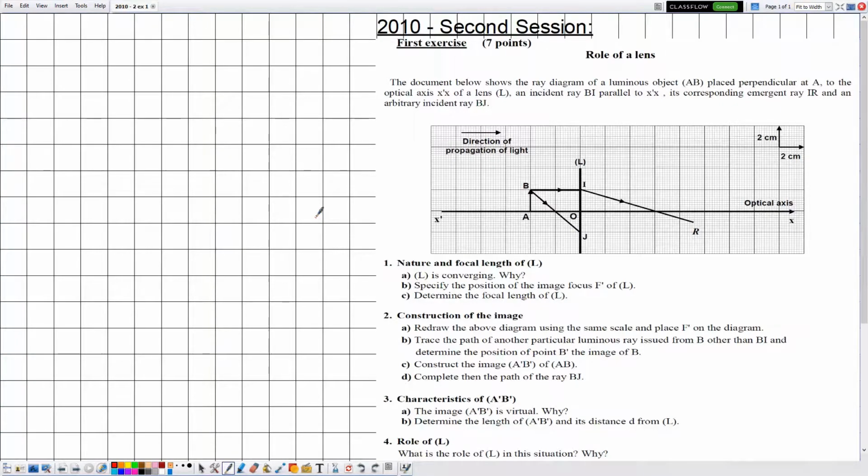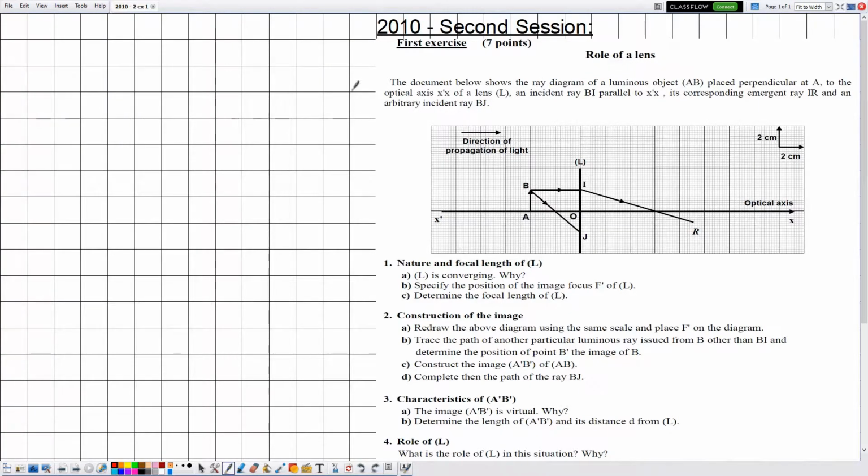Okay, hello everyone. In a new video, on this one we are going to solve an exercise related to optics and the chapters of lenses and formation of images. This exercise was a previous one in the brevet exams in 2010, second session, first exercise. So the title of this exercise is Role of a Lens.